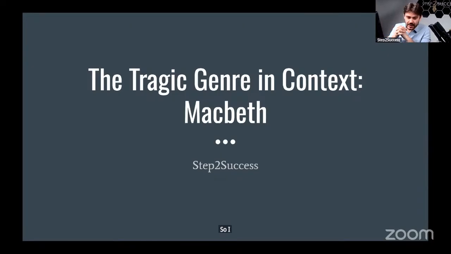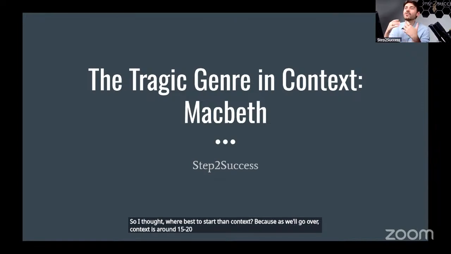So I thought, where best to start than context? Because as we'll go over, context is around 15 to 20% of your entire exam mark. And being able to understand the play in the context of when it was written is an extremely important skill that will help you to answer your questions in more detail.